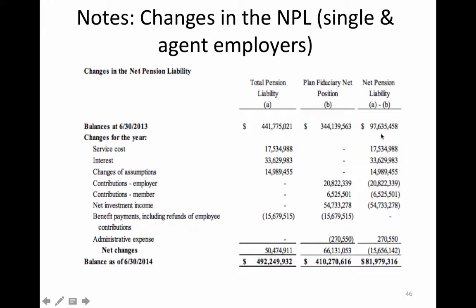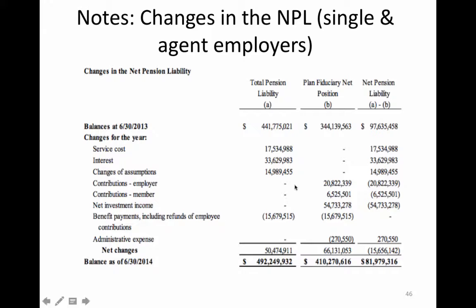$81,979,000. It started at 97 million and change at the beginning of the period, and these are the things that changed it. Service cost, and that's the same thing as normal cost, the cost of the benefits newly earned, interest on the total liability, the effect of changes in assumptions, contributions to the plan, increased fiduciary net position, which lowers the liability. Net investment income increases fiduciary net position, which reduces the net liability, and so on. Benefit payments reduce the total liability. They also reduce the amount available in the plan, so they don't have a net effect on the net pension liability.